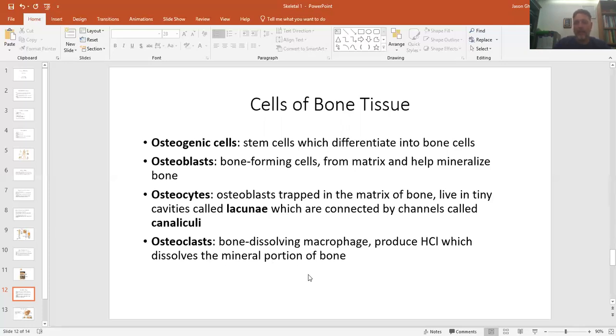Then we have osteoclasts. These are kind of a macrophage. Macrophages eat stuff. So these are the bone dissolving cells, because these are specific ones. They're going to just dissolve bone. And our bones are constantly being dissolved and rebuilt. So we have osteoclasts and osteoblasts all the time. And they use hydrochloric acid to dissolve bone.